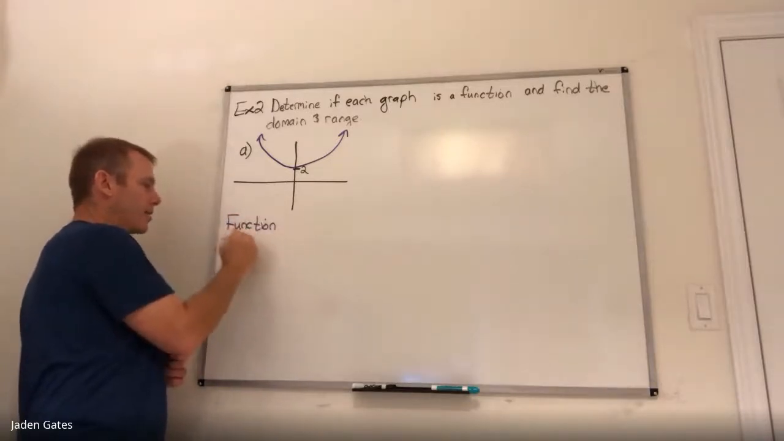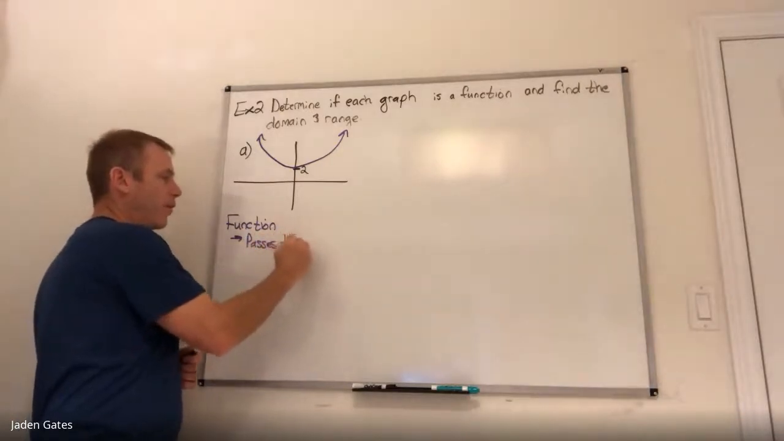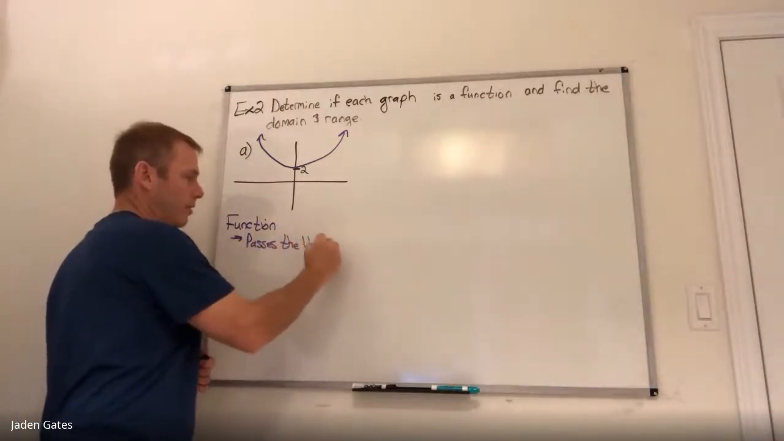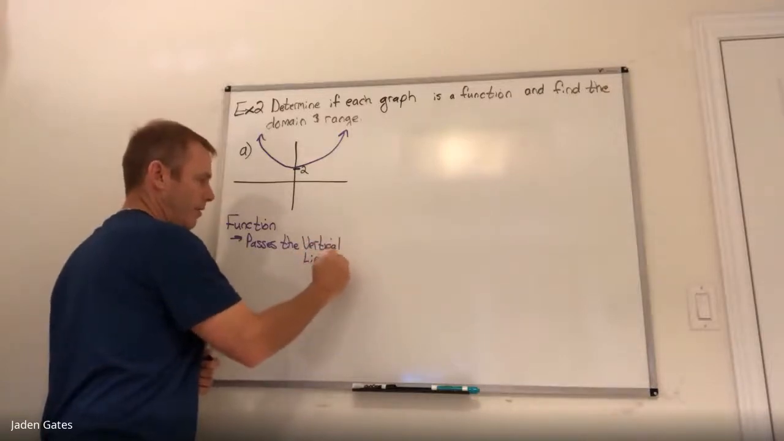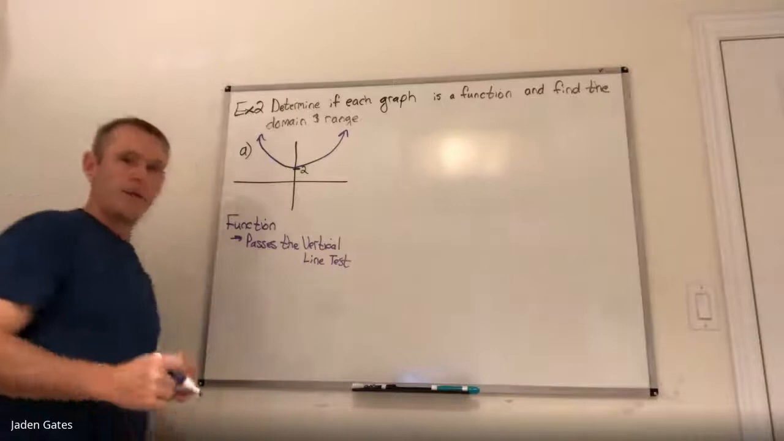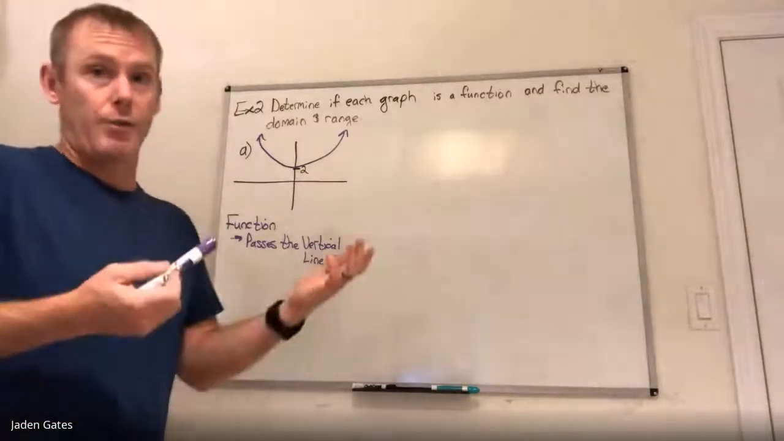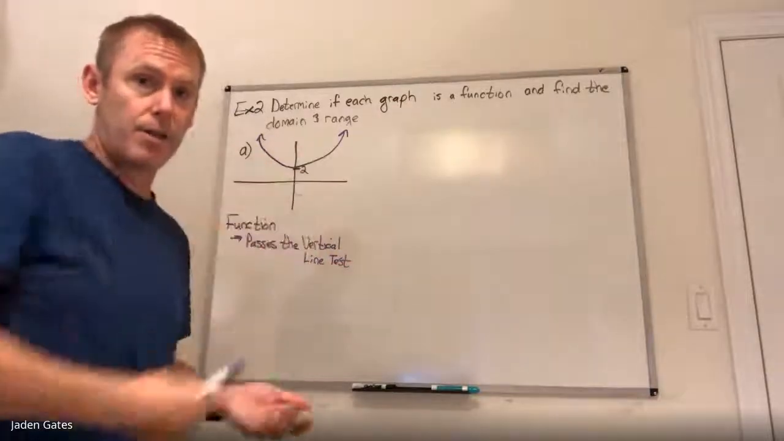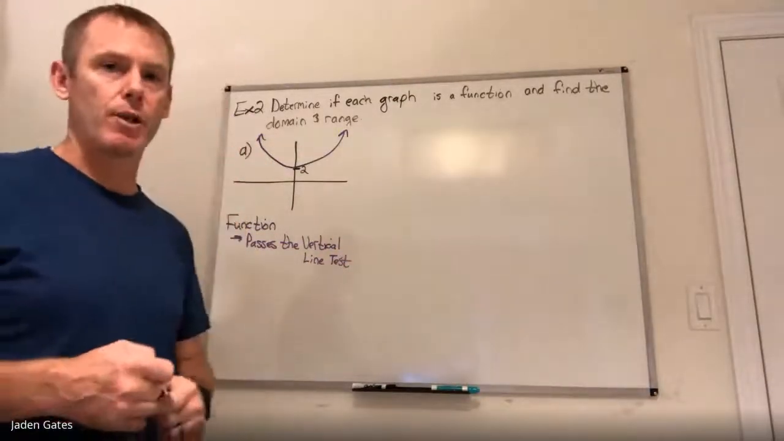And that's because it passes the vertical line test, which is a very simplistic way for math people to describe it. It is a vertical line. We use that to test it, and that makes it a function. So if it hits twice, that makes it a relation.